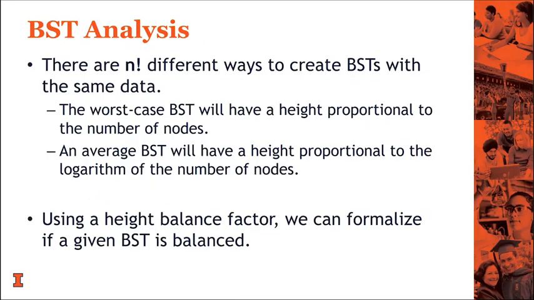So there's n factorial different ways to create a binary search tree with the same data. The worst case binary search tree will be a binary search tree that mimics a linked list as a long string of nodes. The average case, though, will be a tree whose height is proportional to a logarithm of the number of nodes, that it's going to be a relatively balanced tree.